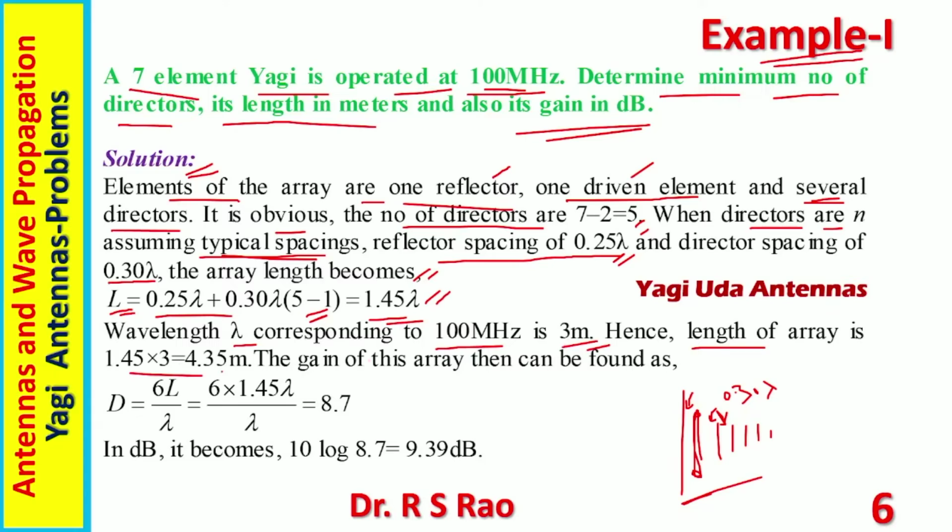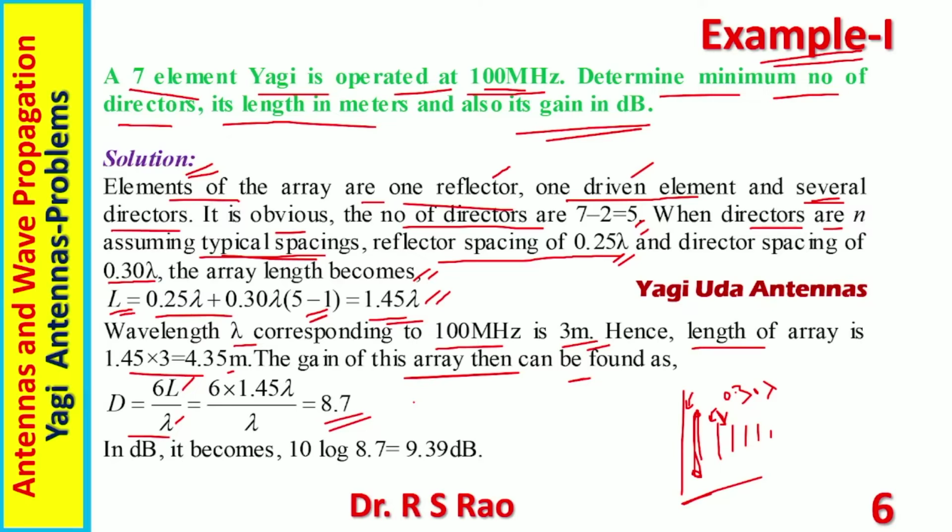So, length becomes 4.35 meters. Gain of this array then can be found using the formula. Directivity is given by 6L over lambda. Length is available, lambda is available. So D can be found. In the present case, it is 8.7.